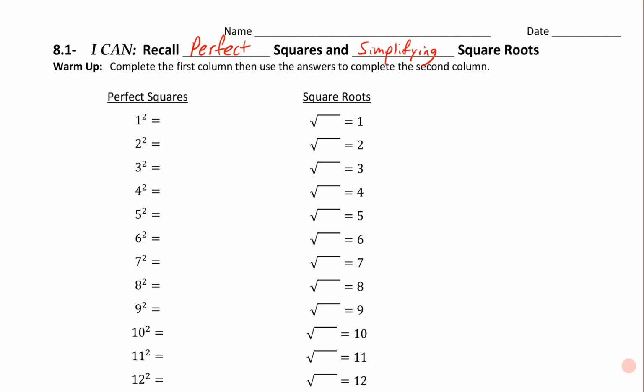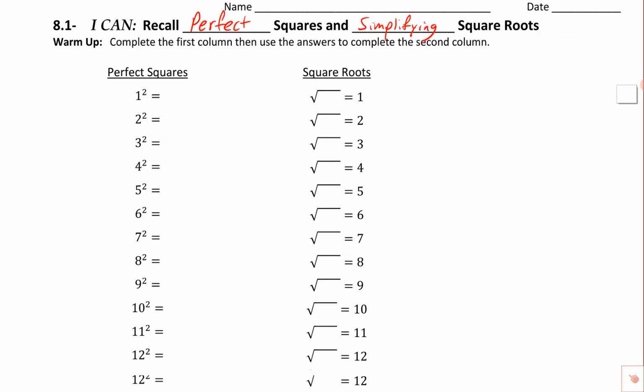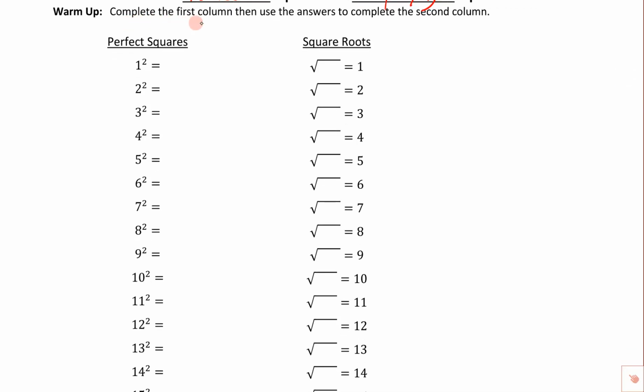We're ready to tackle Unit 8, and Unit 8 involves something called the Pythagorean Theorem. In order to do well with the Pythagorean Theorem, we need to be really good at working with perfect squares and then finding square roots, simplifying square roots. I know you've seen this before, but the instructions here say complete the first column, then use the answers to complete the second column.